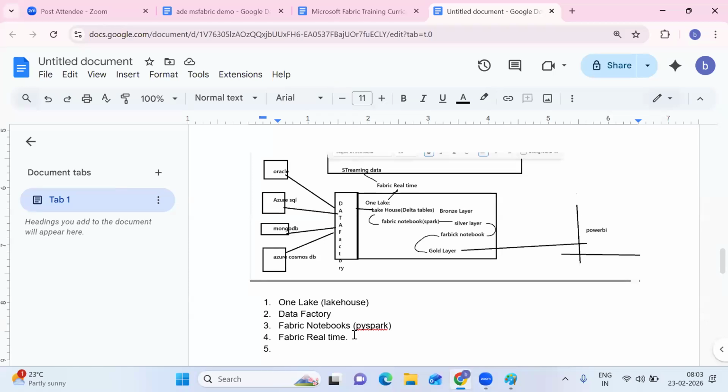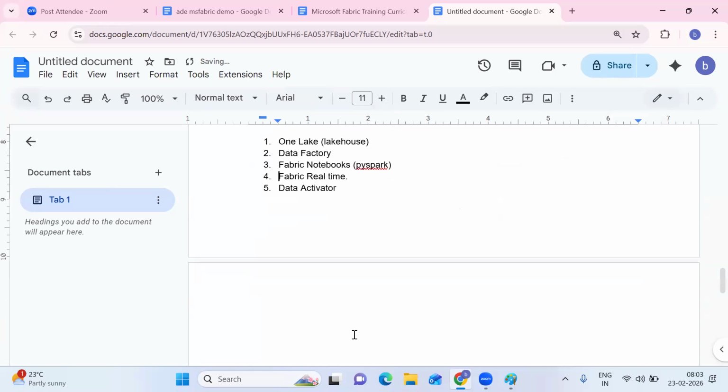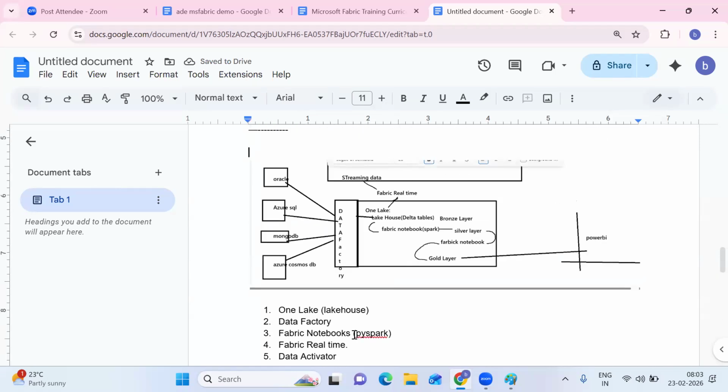Okay, these are the major services. But a data engineer additionally will be using Data Activator. This is an event-based process. Data Activator. So these are the major services. Got it.